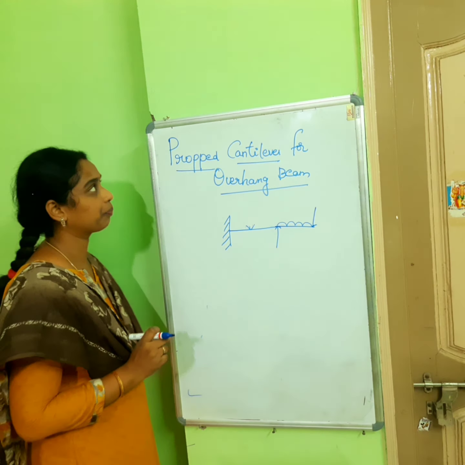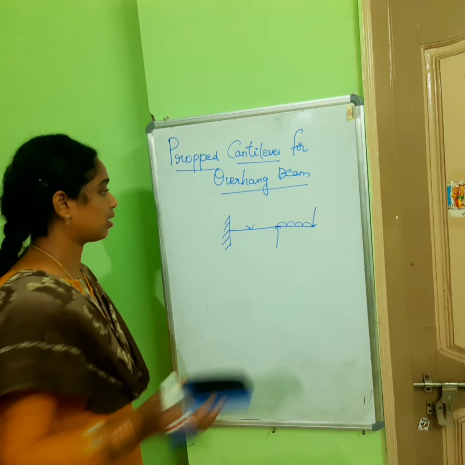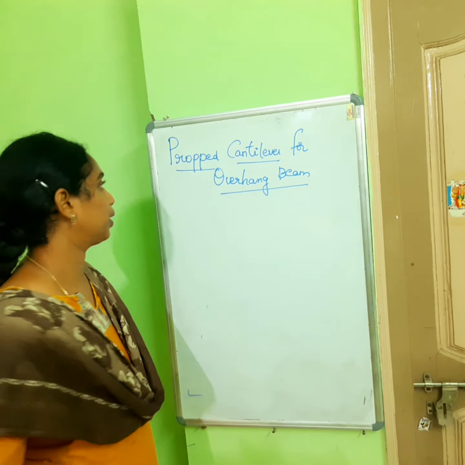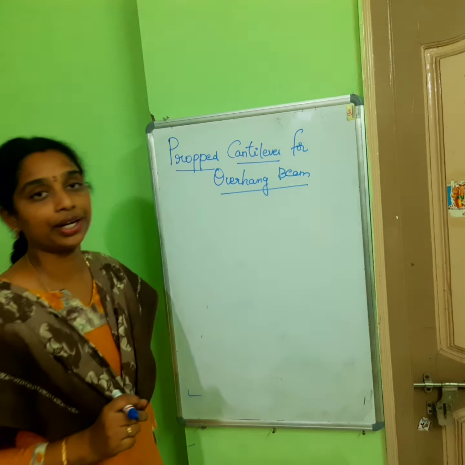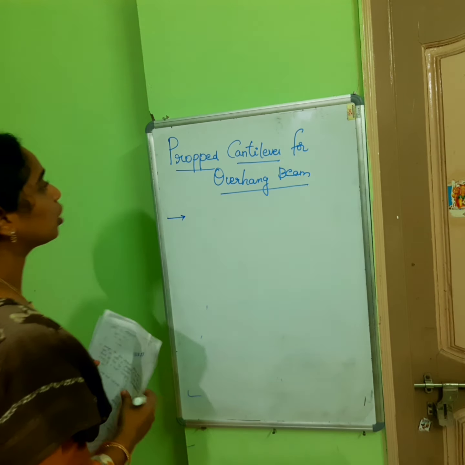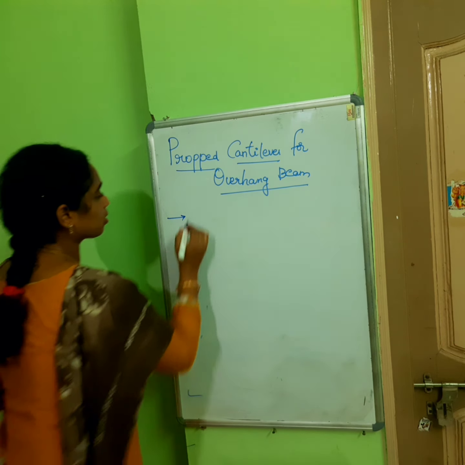See here, in today's video I want to explain an example problem for a propped cantilever for an overhang beam. Okay, see here, write down the problem.